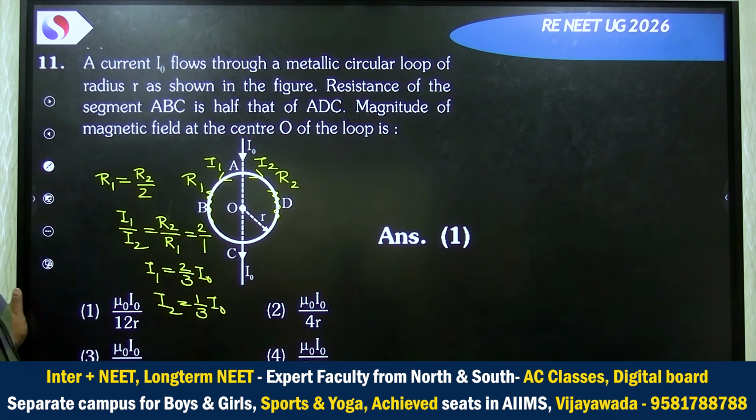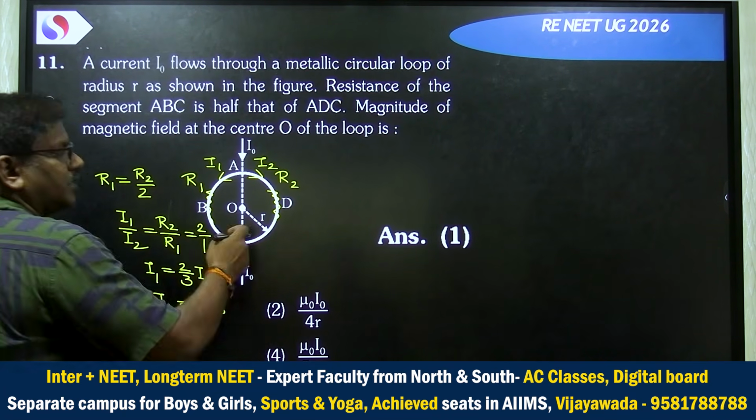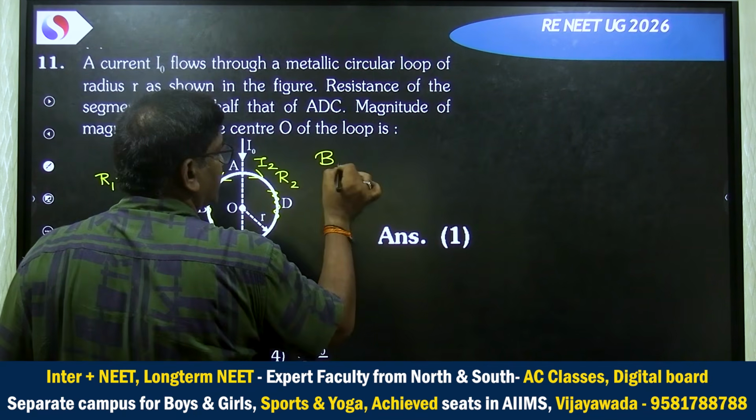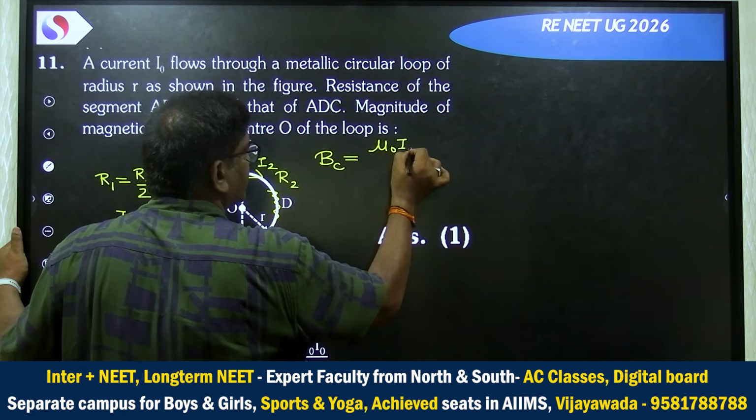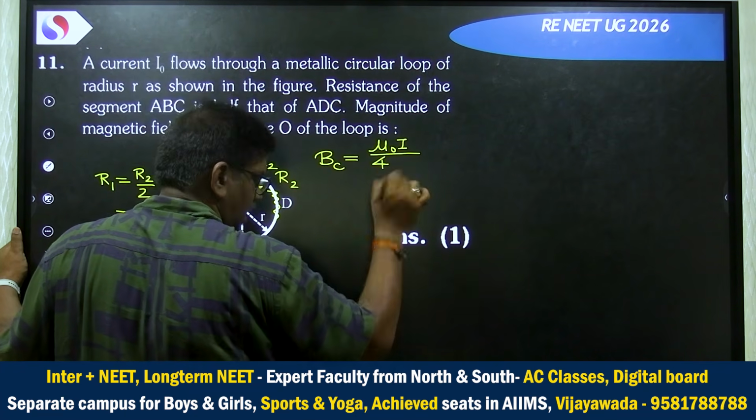Now we can write down the formula of the half loop. So what is the magnetic field at the center because of the semicircle? It will be mu naught I by 4R.